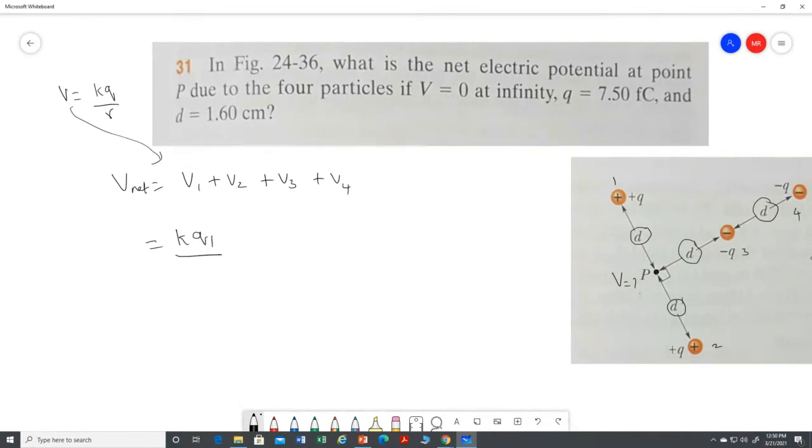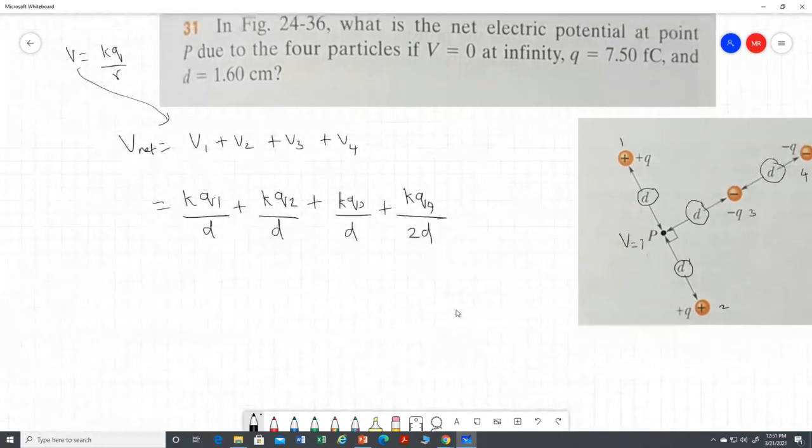So what you will get? K Q1 over, what is the distance between P and Q1? D. Plus K Q2 over, what is the Q2 distance? D. Very good. What is the distance of V3? D. So K Q3 over D. But what is the distance of Q4 from point P? 2D. Very good. K Q4 over 2D.